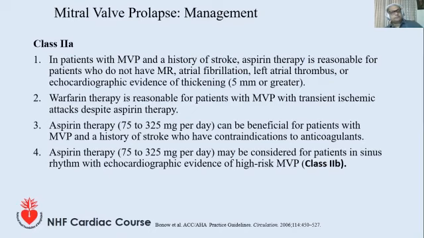Class 2 indications. For patients with mitral valve prolapse and history of stroke, aspirin therapy is reasonable in patients who do not have MR, atrial fibrillation, LA thrombus, or echocardiographic evidence of thickened mitral leaflets of 5 millimeters or more. Warfarin therapy is reasonable for patients with mitral valve prolapse with transient ischemic attack despite aspirin. Aspirin therapy is beneficial in patients with mitral valve prolapse and history of stroke who have contraindications to anticoagulants. Aspirin therapy may be considered in patients with abnormal rhythms or echocardiographic evidence of high-risk mitral valve prolapse. That is class 2B.